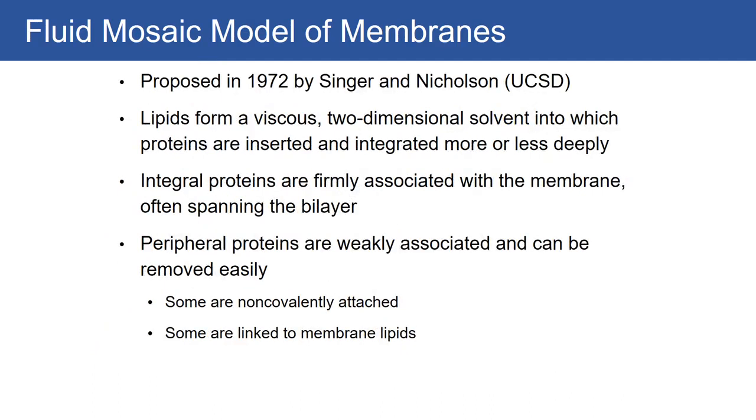Now, in 1972, Singer and Nicolson at UCSD proposed what is called the fluid mosaic model of membranes. This is a topic you'll want to know. Lipids form a viscous two-dimensional solvent in which proteins are inserted and integrated more or less deeply. Integral proteins are firmly associated with the membrane and often span the bilayer. Peripheral proteins are weakly associated and can be removed easily. Most are non-covalently attached, though some are linked to lipid membranes.